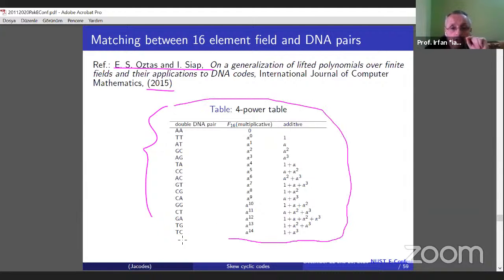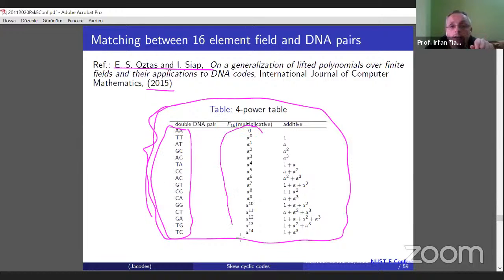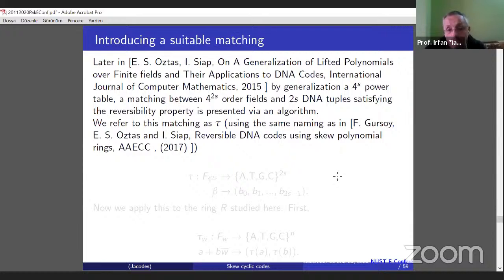up with this table. She worked hard, and she could put down this table, which gives a matching between the alphabet, the double DNAs, and the field elements. And this one preserves the switching, the reversing process. So we make use of this property in our study here also.